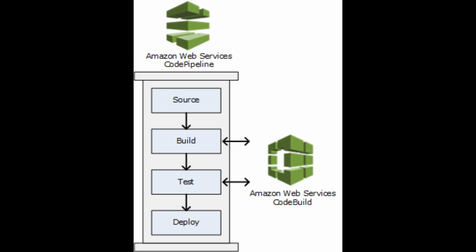AWS CodePipeline is a continuous delivery service that you can use to model, visualize, and automate the steps required to release your code. This includes building your code. A pipeline is a workflow construct that describes how code changes go through a release process. To use CodePipeline, create a pipeline and then add a CodeBuild build or test action.